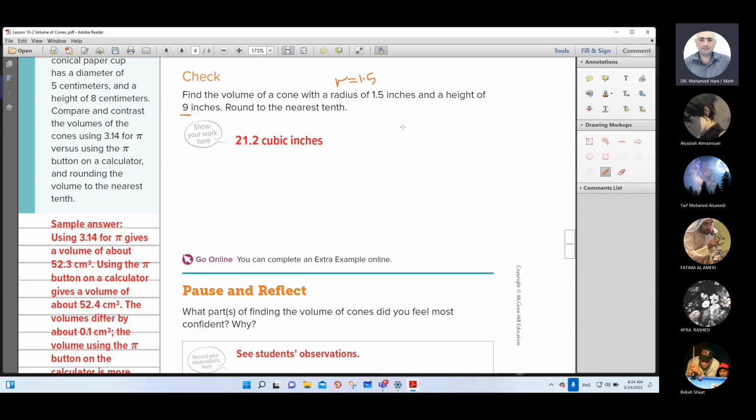Start from where? From the rule. At the first step, right.